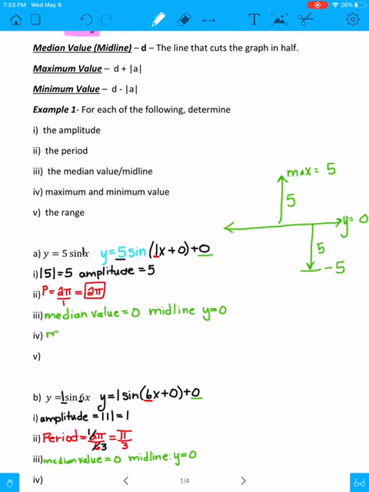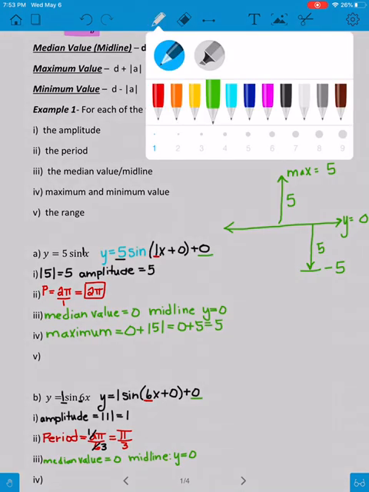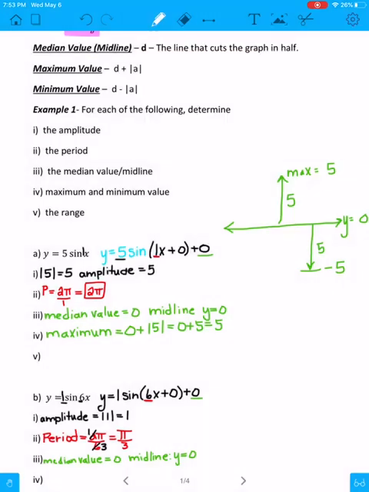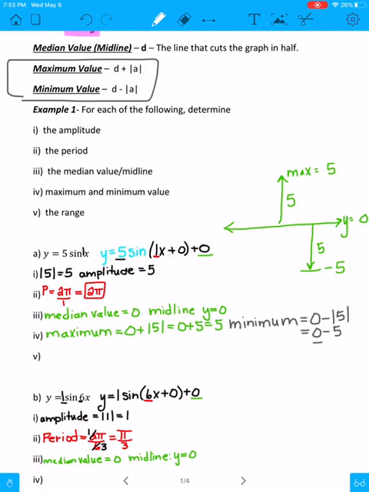Or we can go maximum equals D, which is 0, plus the absolute value of A, which is 5. So it's going to be 0 plus 5, which is 5. I should be doing this in a different color. I'll pick gray. And then we have a minimum. So we can use these formulas if we really want to, if we don't want to draw it. We have a minimum, which equals D, which is 0 minus the absolute value of A, which is 5. So we get 0 minus 5, which is -5.